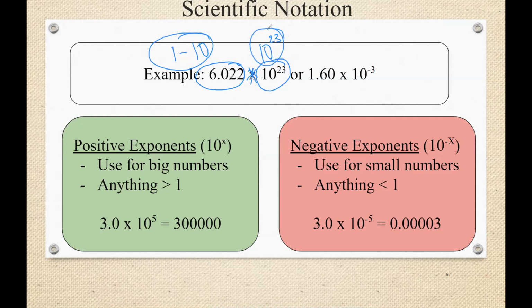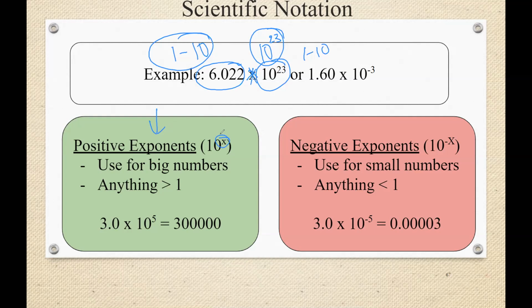Let's look right here. We've got 1.6. That is a number between 1 and 10 times 10 raised to some exponent. And depending on the exponent, that'll tell you if it is a really large number or a really small number. So let's look at first positive exponents. Positive exponents are things that have a number that is positive as its exponent. Straightforward enough.